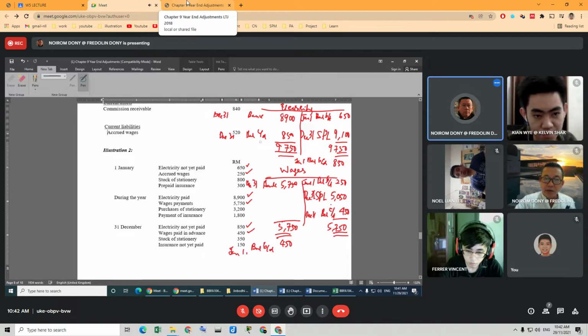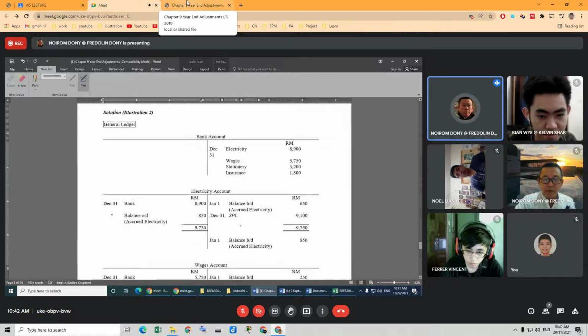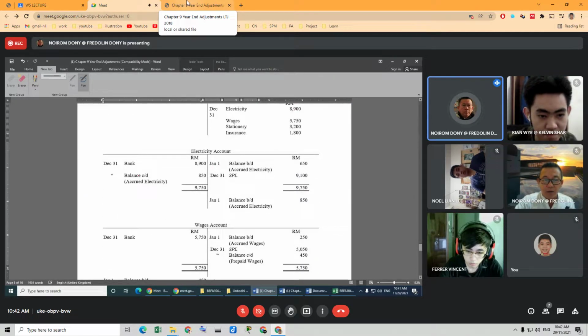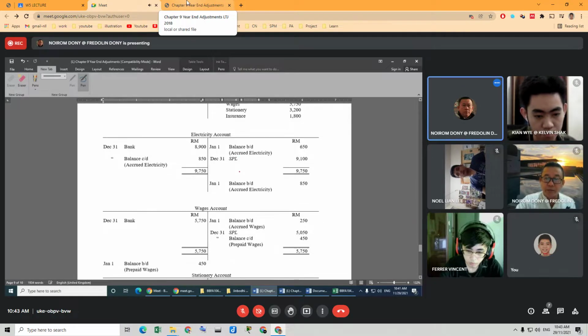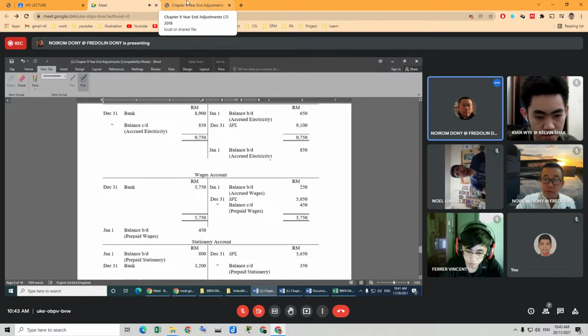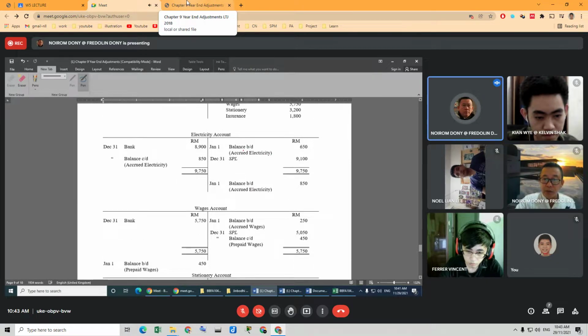Okay, so that resulting what we have here, electricity account, all this entry. Okay, so this one accrued electricity, you don't have to write. This one is only explanation. But if you want to write, also can, just to give yourself assurance, can. But there's no point. As long as you put, if you put accrued electricity, it's wrong. I mean, it's wrong. It should be balance BD, balance BD. So this one is only explanation.